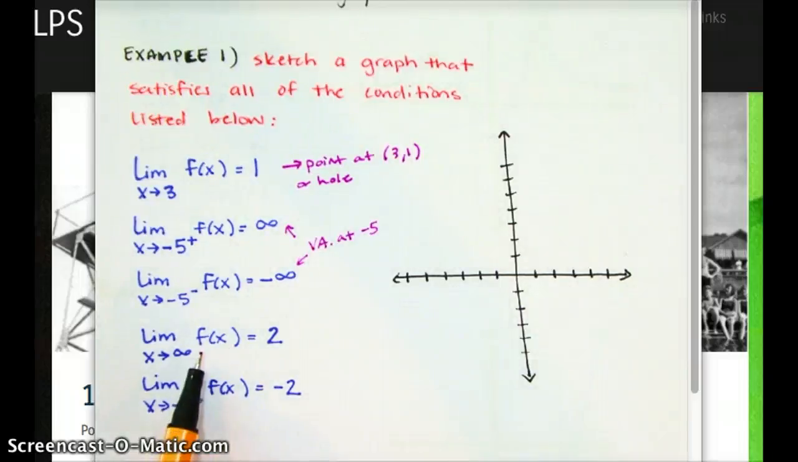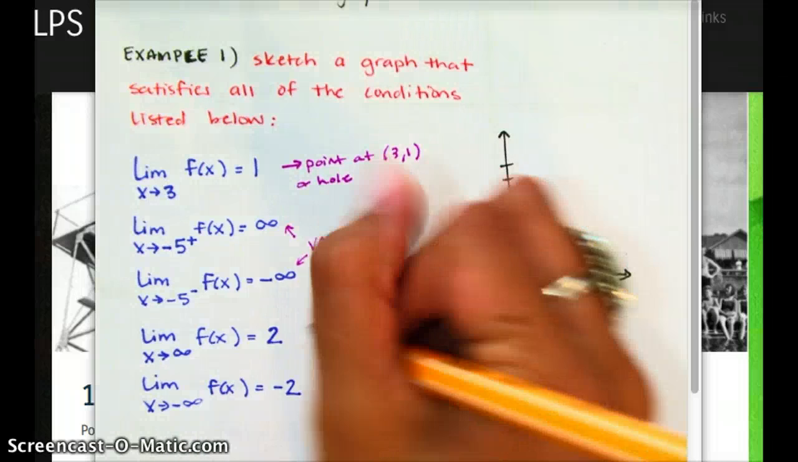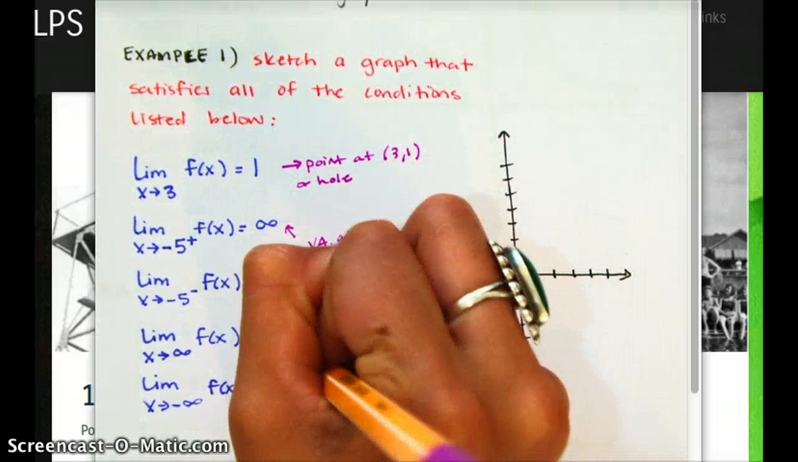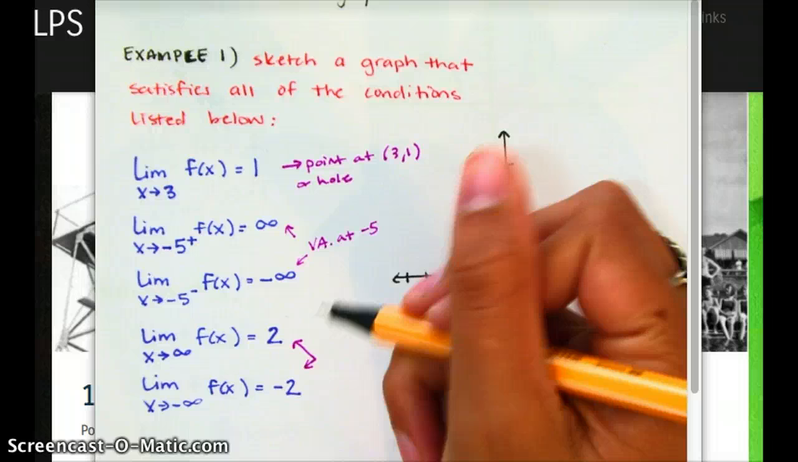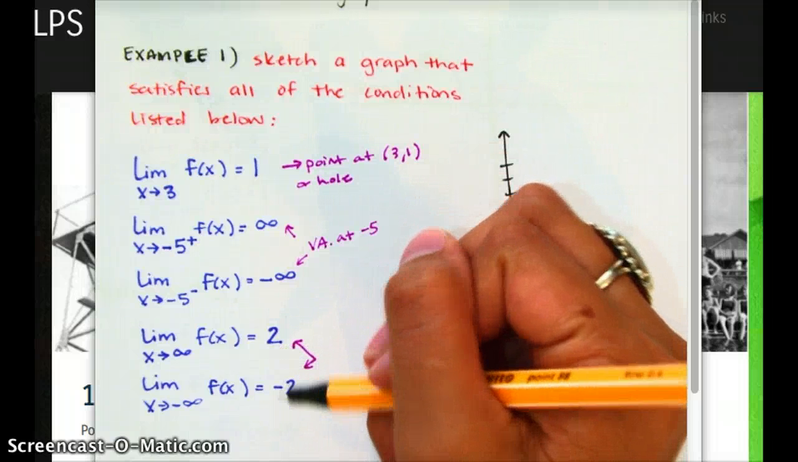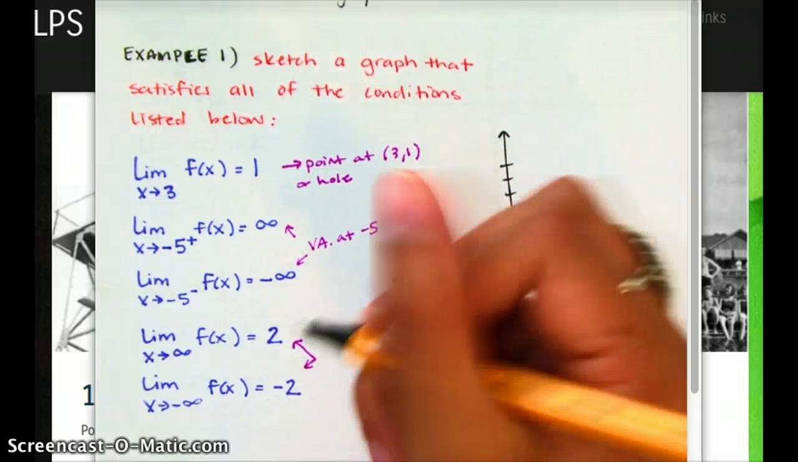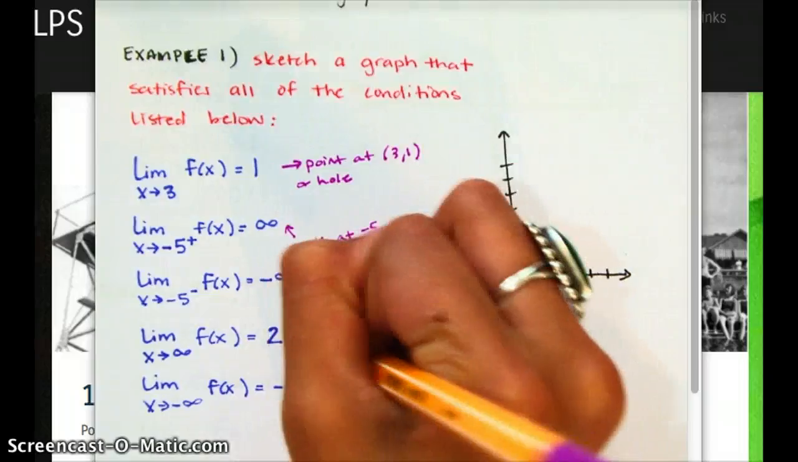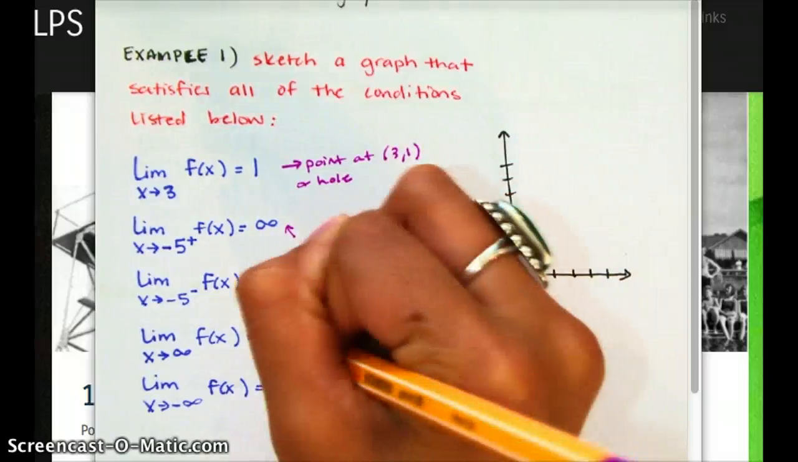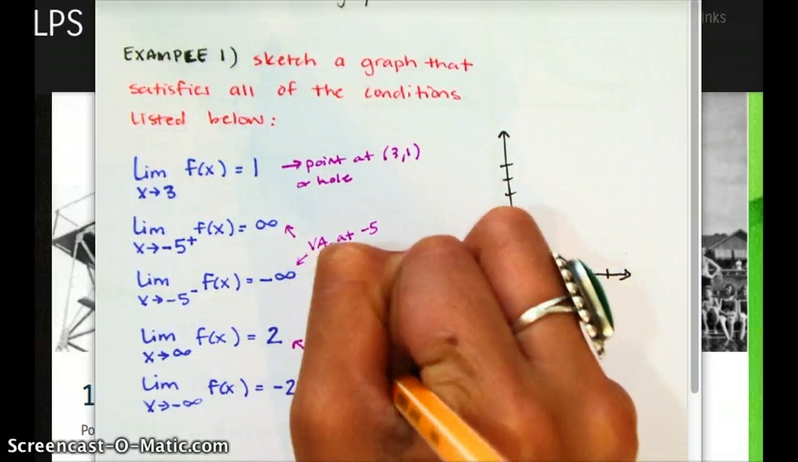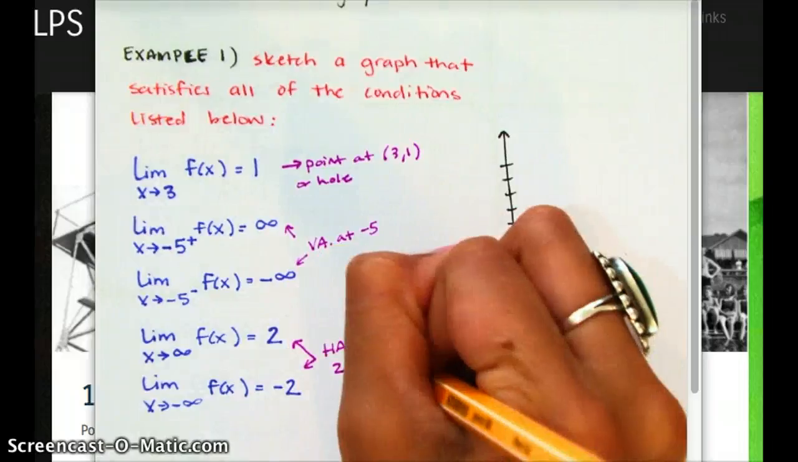Next, I have a different situation where my infinity is in the x position and the y value is constant. When we hold y value constant and send x to infinity or negative infinity, these are talking about horizontal asymptotes. And be really careful, because you're going to be tempted to say, oh, it's a horizontal asymptote at infinity. Well, no, actually, this has a horizontal asymptote at 2. And a different horizontal asymptote at negative 2.